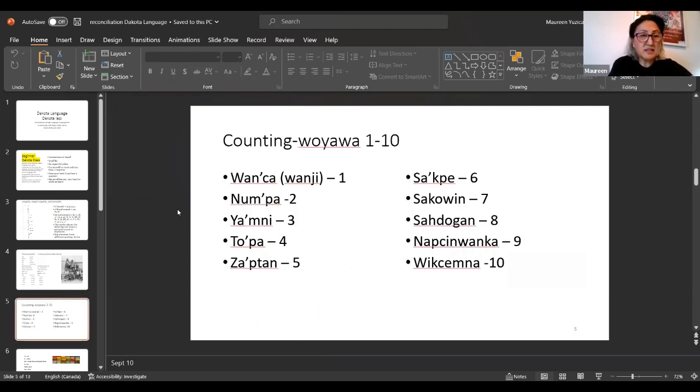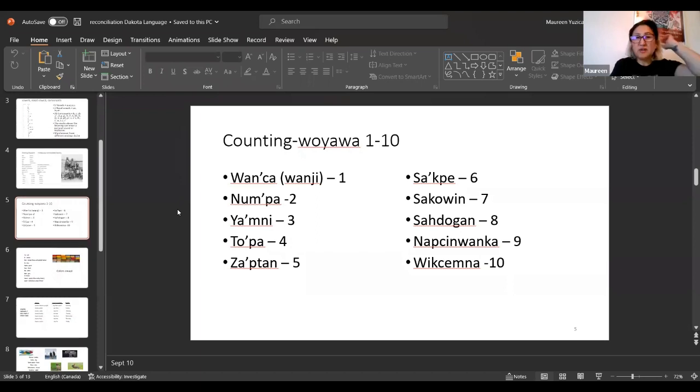And again, last week we went over counting from 1 to 10. So I said for next class, for people to come back and do a little bit of sentence structuring with the numbers, the family, and colors.